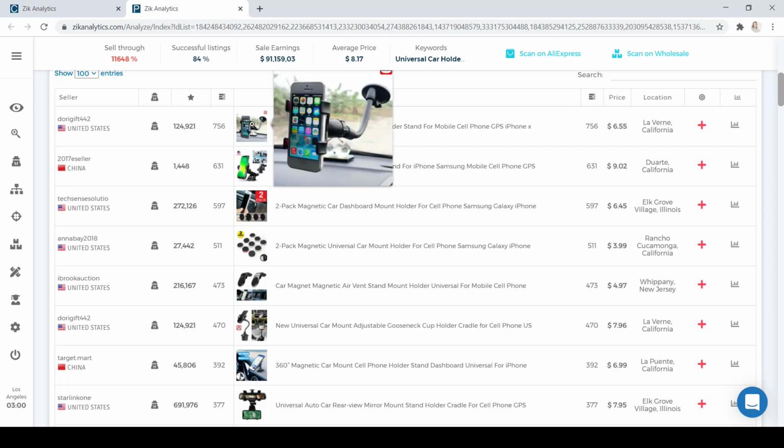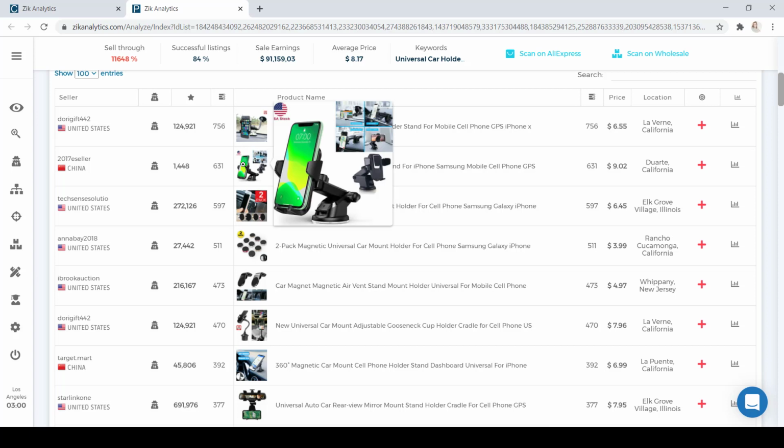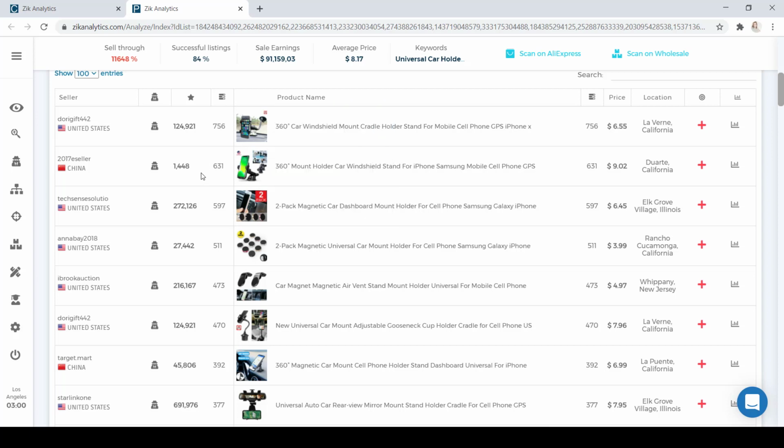So you can see that this first seller here, with a very high feedback score, sold this unit 756 times for $6.55. Then we have the second seller here with a low feedback score who managed to sell this unit 631 times for $9.02, which is a higher price than the third, fourth, and fifth items of sellers who have a higher feedback score than he does. So this is how we find good sellers.